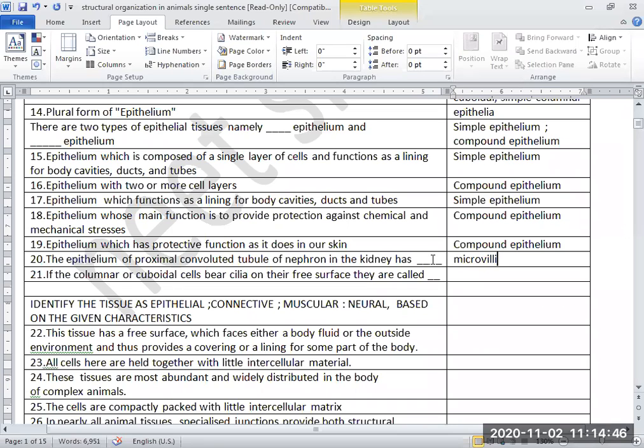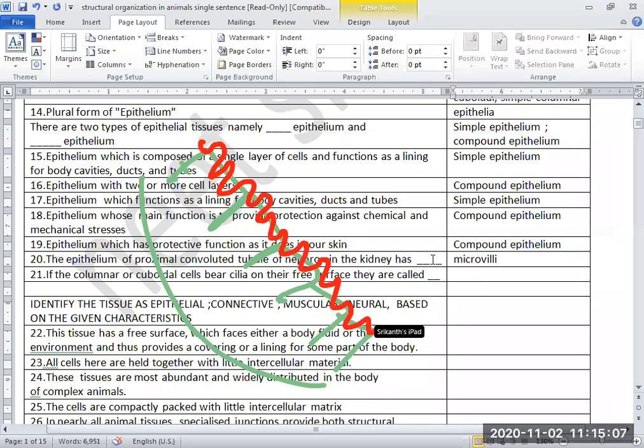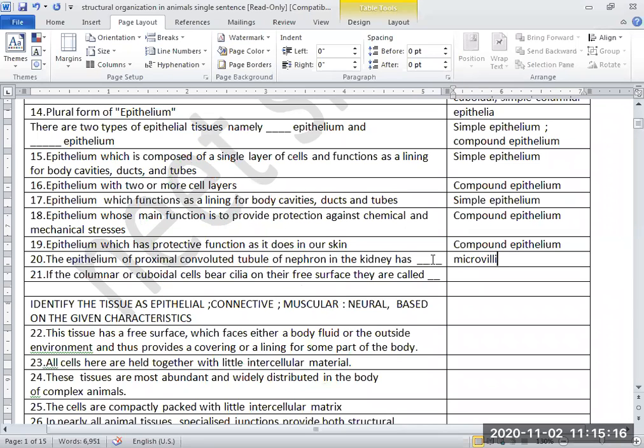So that particular epithelium, no doubt, is a simple cuboidal epithelium in the proximal convoluted tubule of nephron. But that epithelium on the free surface has microvilli, to increase the area of absorption for water. That simple cuboidal epithelium is having microvilli. So that's what we are asking.